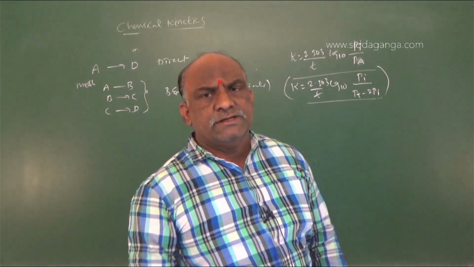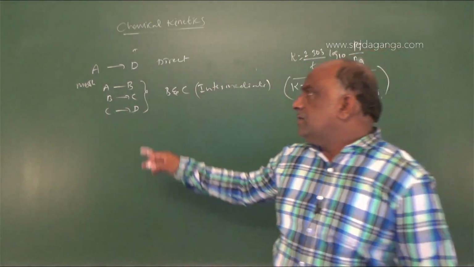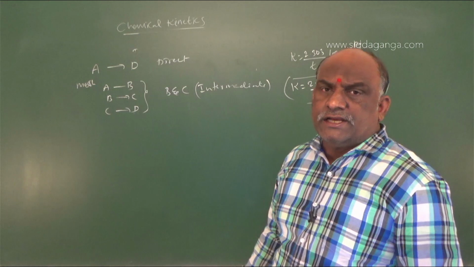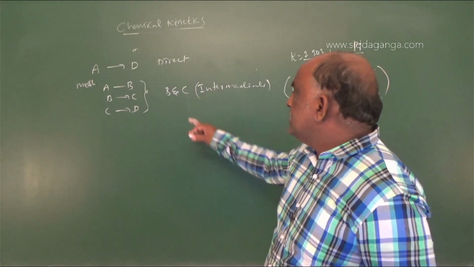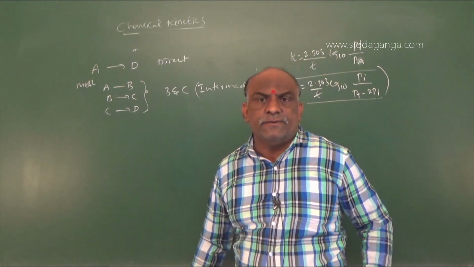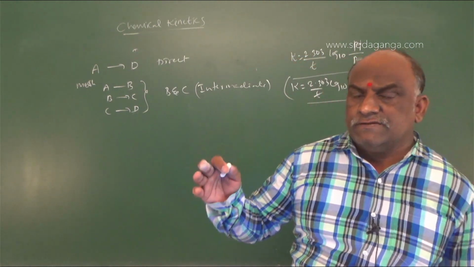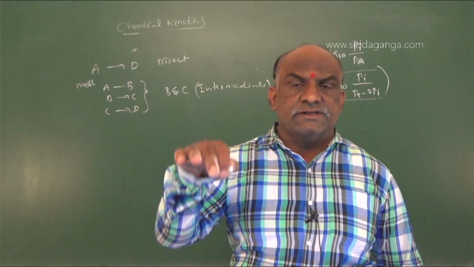We should go with a complex reaction: A gives rise to D through A to B, B to C, C to D. The reaction is followed in many steps. This is a complex reaction, and B and C are called intermediates. Out of these steps, which reaction is the slow step and which is the fast step?